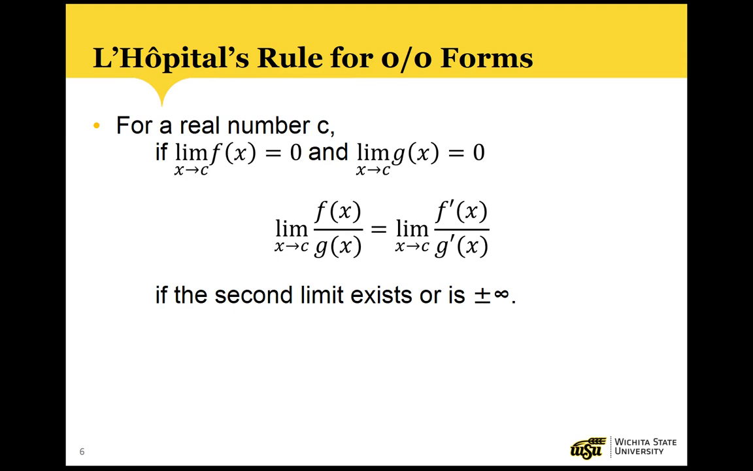Now let's look at L'Hopital's rule. It's pretty simple, but satisfying the condition is very important. For a real number c, if the limit as x approaches c of f of x equals 0, and the limit as x approaches c of g of x is equal to 0, then the limit of the quotient f divided by g is equal to the limit of the derivative of the numerator divided by the derivative of the denominator, if the second limit exists or is equal to plus or minus infinity.